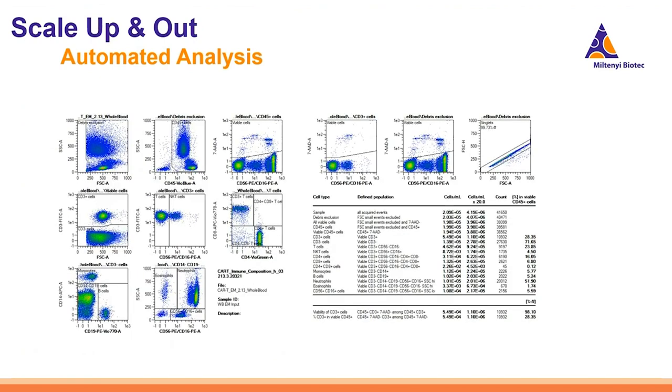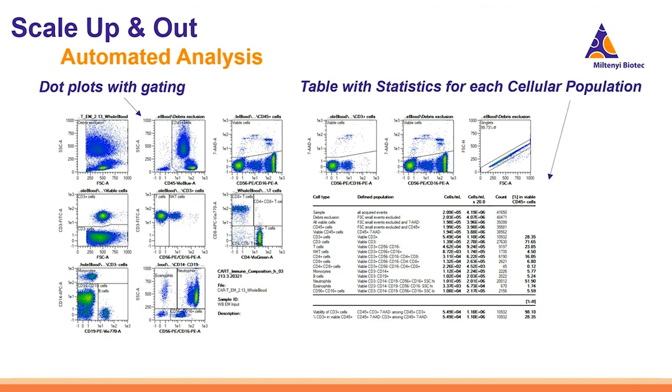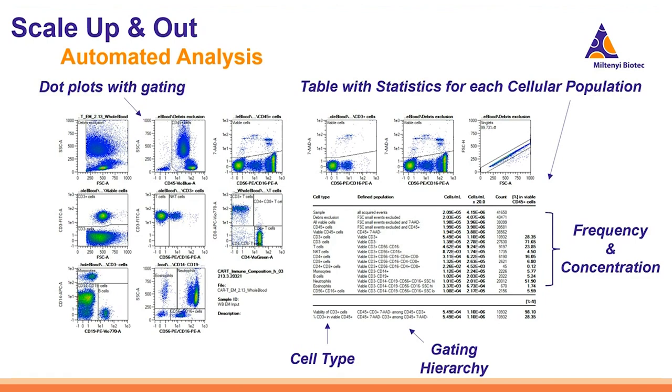And just looking at an example of an express mode analysis, this is one of our commercially available immunophenotyping express modes, in which you can take whole blood, stain it directly, and it will automatically give you some dot plots with gating, placing all of those gates for you automatically based on the different distribution and populations. It gives you a table with statistics for each cellular population, and it also gives you a nice, easy to read cell type, gating hierarchy, frequency and concentration of each population. And what's really nice is that this is able to be automatically exported to an Excel sheet or to a PDF for really just automated reproducible results. And as I mentioned, this will give you the same exact data in the hands of two different technicians running the same algorithm, because it's just based on the raw data itself.